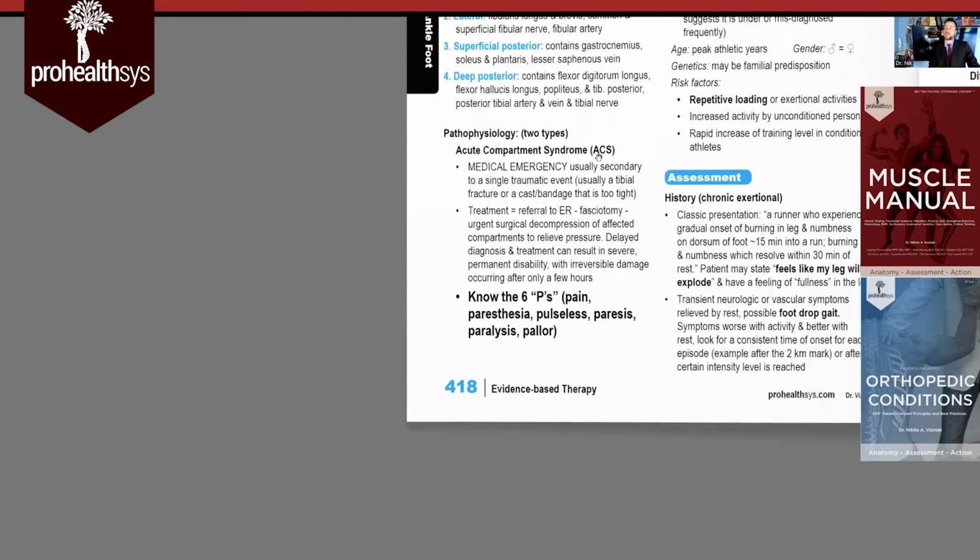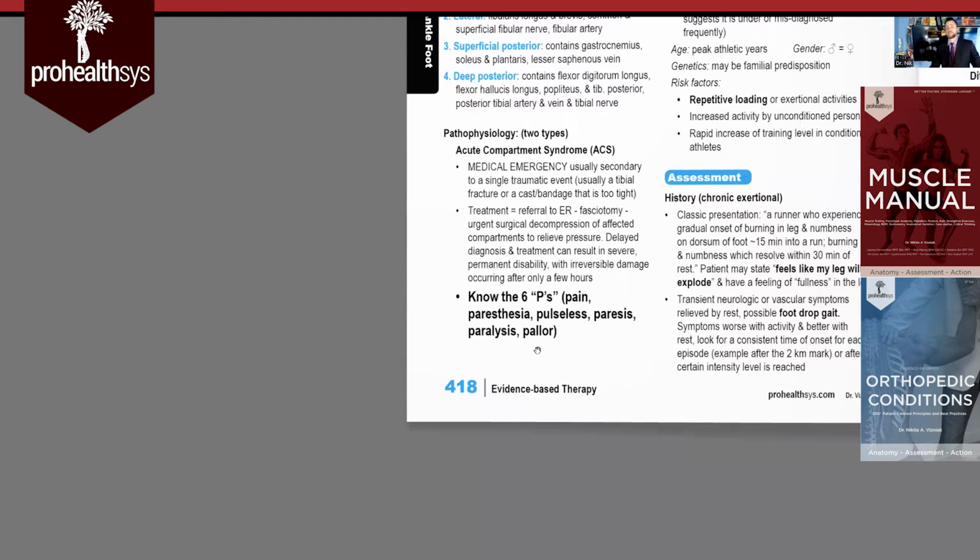Number one is an acute compartment syndrome, and let's be clear on this, it is a medical emergency. An acute compartment syndrome, you are looking for the 6 Ps: pain, paresthesia, pulselessness, paresis or muscle weakness, paralysis, which is full muscle loss of control, or pallor. It can be light or can even be turning dark blue potentially in some cases.